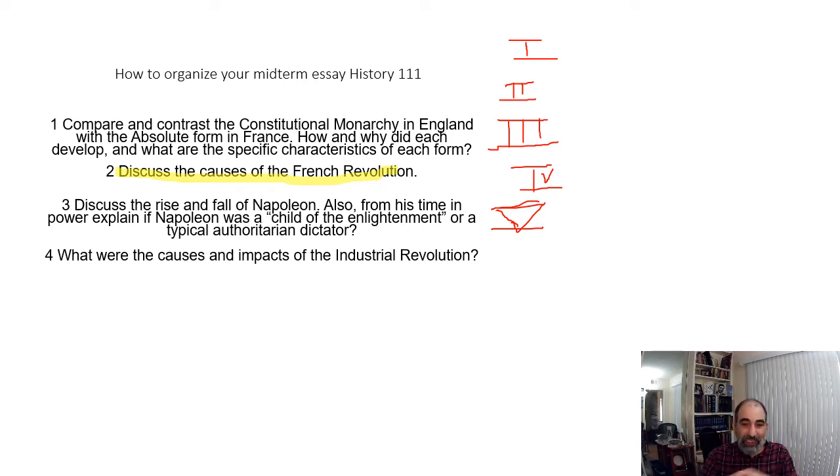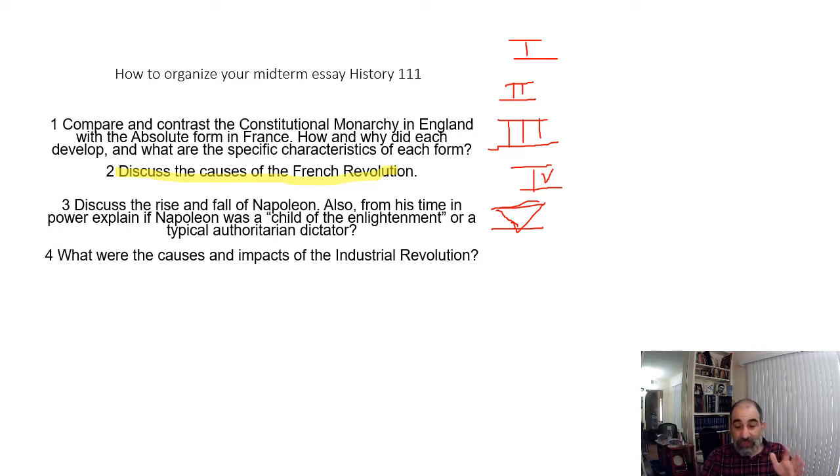You might be able to squeeze that into 1 paragraph, but you need to be very clear. Don't just say, well, there was a bad economy. So what? Explain it. Don't just say the U.S. Revolution happened. So what? Explain it. How did the U.S. Revolution help cause the French Revolution? So that would be like paragraph number 5.